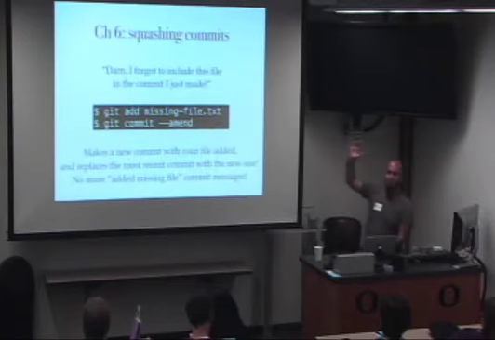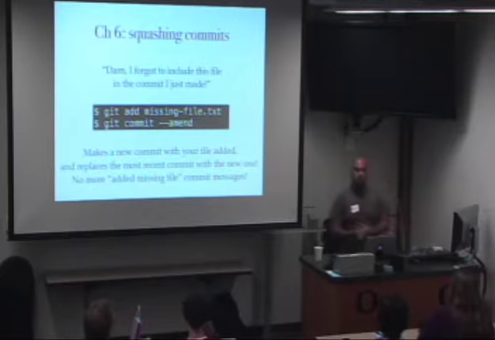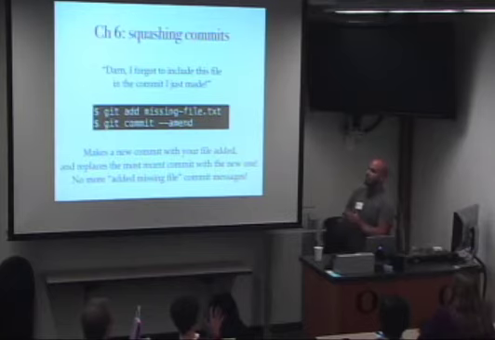How many have been in this situation before? I just made a commit, I forgot to include a file, the tests don't pass, it just doesn't work. Now most people, when they do that, will just immediately make a new commit with a message like, oops, I forgot the file, and it makes you look a little bit silly. But what you can do is you can actually modify history and squash them together. So the simplest way of doing that is to use git commit --amend.